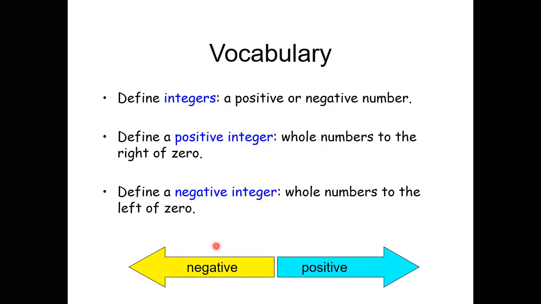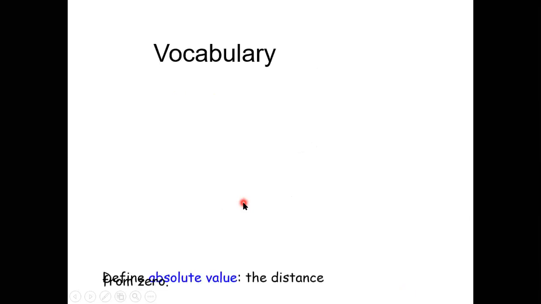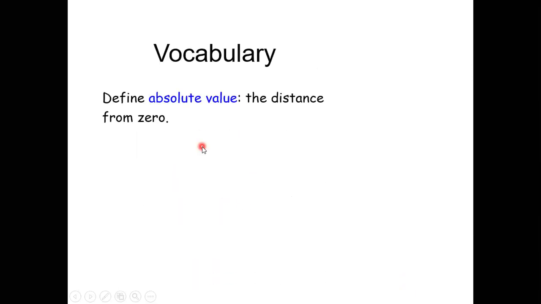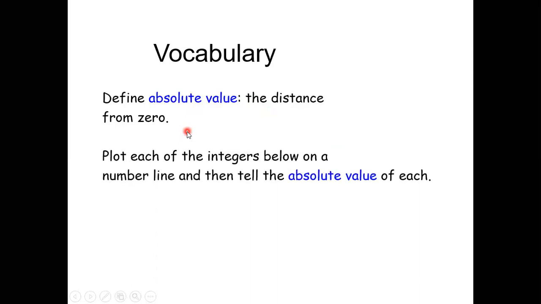So, what are integers? Integers means a positive or negative number. What is a positive integer? Whole numbers to the right of 0. Next is negative integer. Whole numbers to the left of 0. Next, define absolute value. Absolute value means what? The distance from 0 is called absolute value.